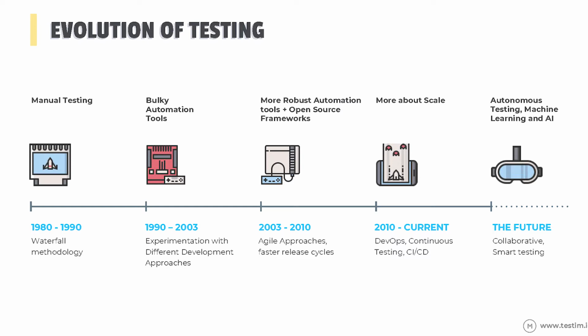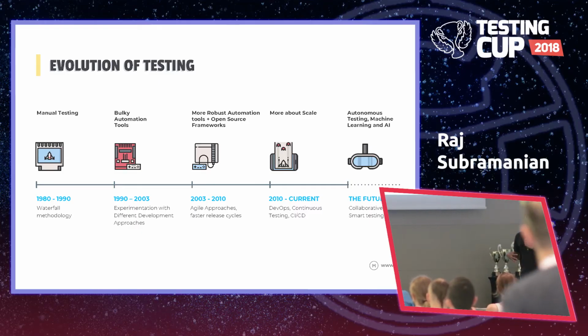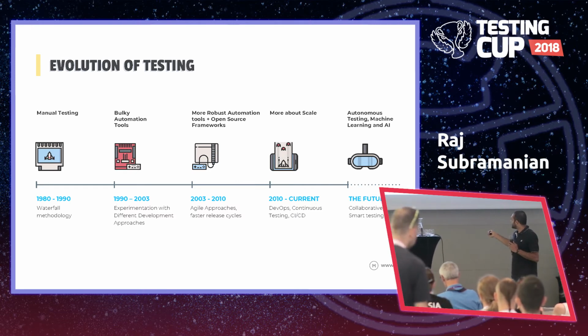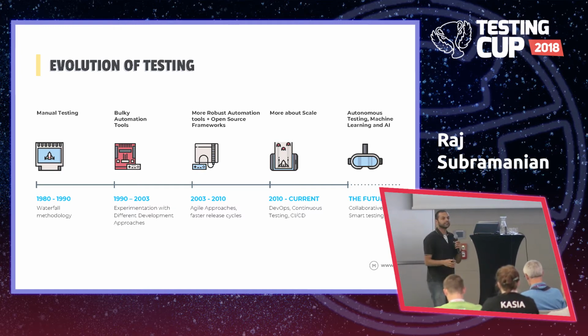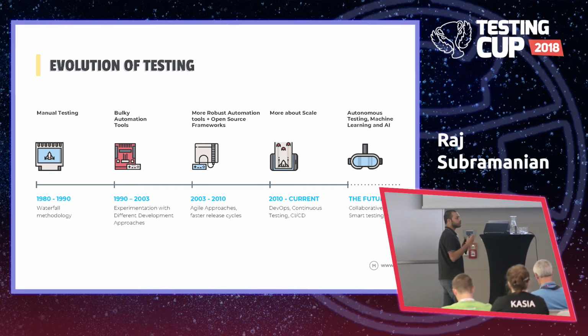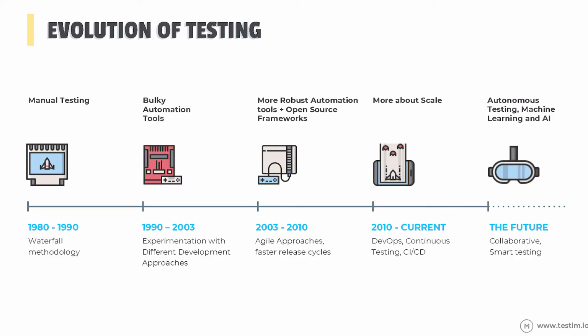So in the 1990s to 2003, we had bulky automation tools, right? These tools had good functionalities to help in manual testing, but they were really primitive in terms of the features they offer. And if you wanted to do something extra apart from what the tool already has, we couldn't do it. We were restricted by the tool, right? At the same time, we started experimenting with different development approaches like Scrum, XP, and RAD, which is Rapid Application Development, right? So that's what happened in the 1990s to 2003 period.